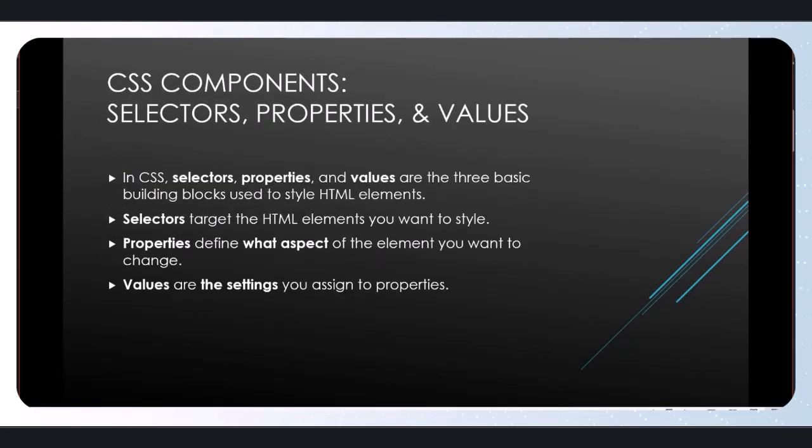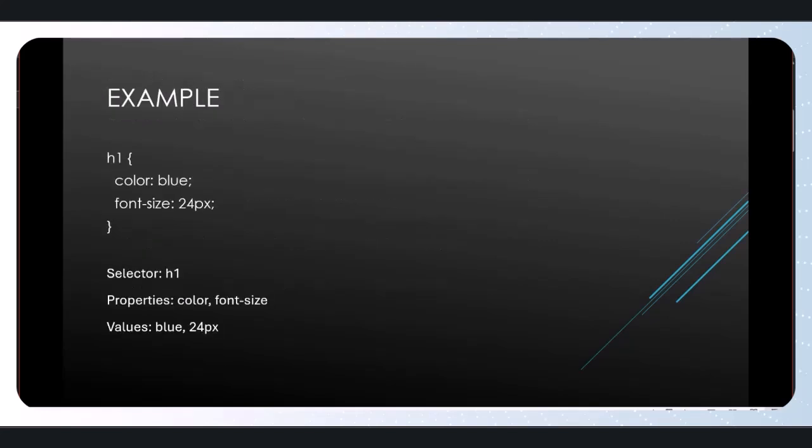So the CSS components, the selectors, the properties, and values, are the three basic building blocks to style HTML elements. The selectors target the HTML element you want to style. The properties define what aspect of the element you want to change, and the values are the settings that you are assigning to those properties. So if you had an H1, this is an example here.